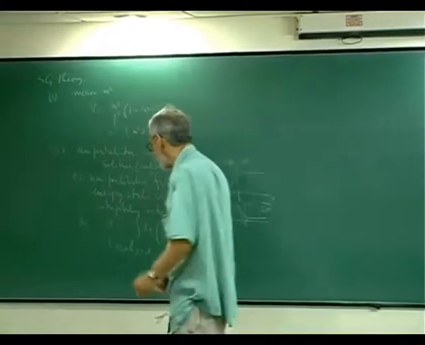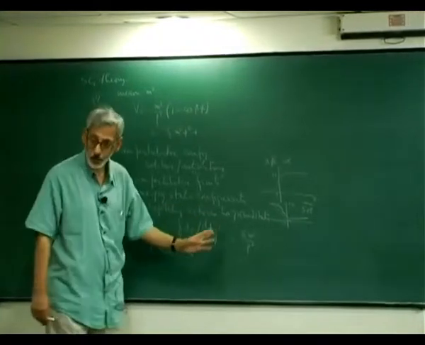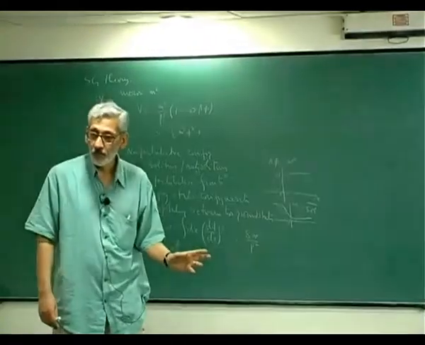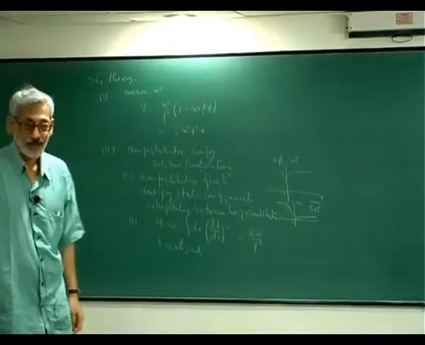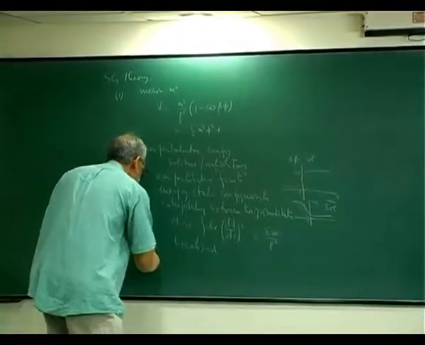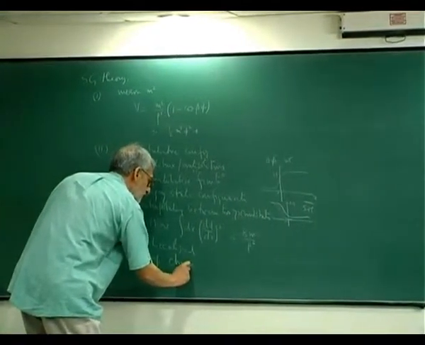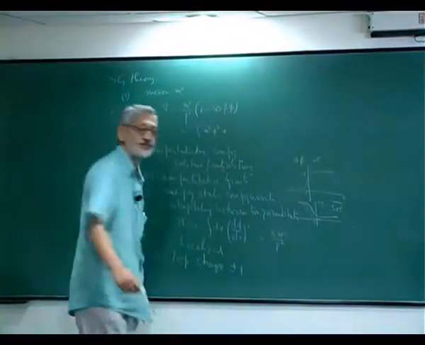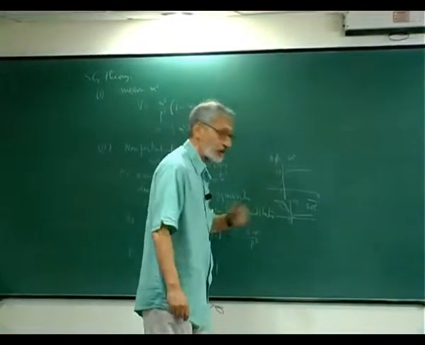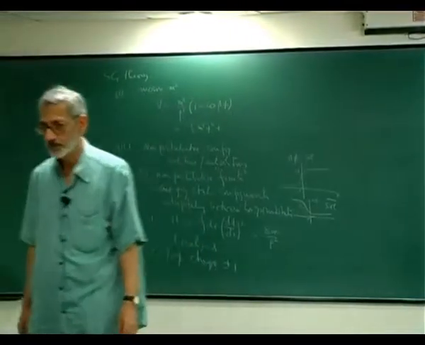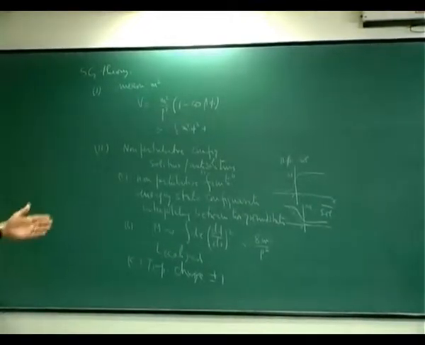So these configurations have the property that they are finite energy, static solutions of the equations of motion, and they are localized. And they carry a topological charge, plus or minus 1. Plus 1 for soliton, minus 1 for anti-soliton. This is what we saw.